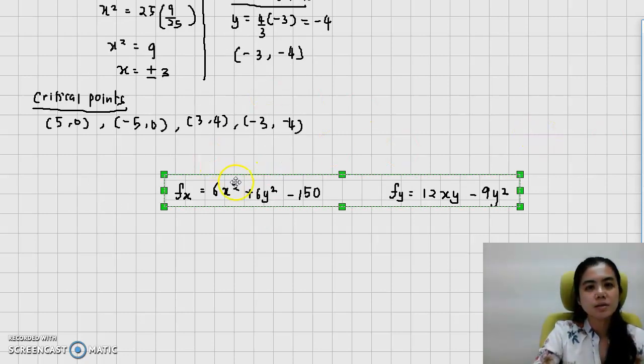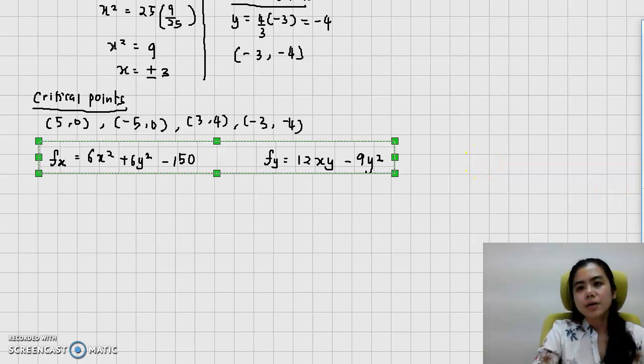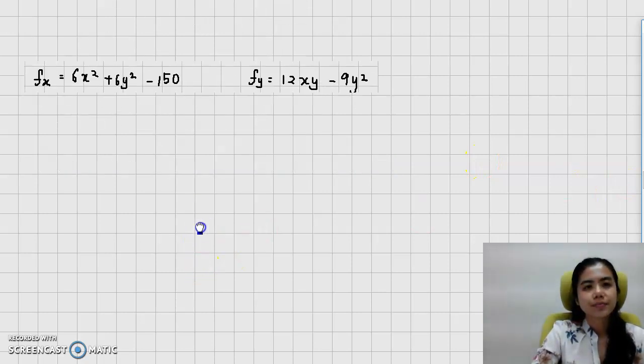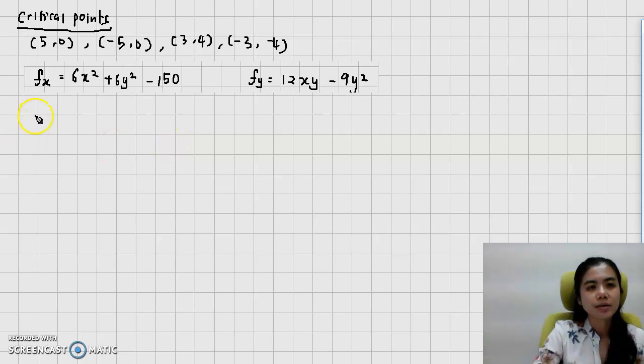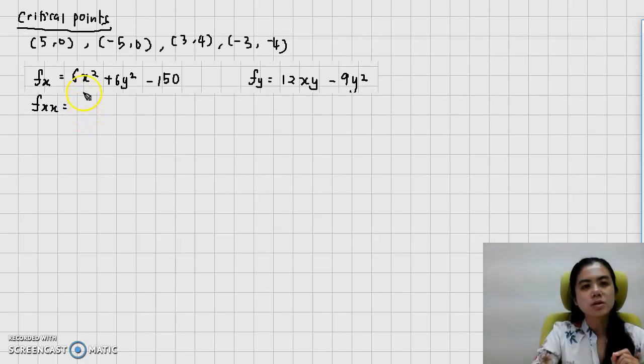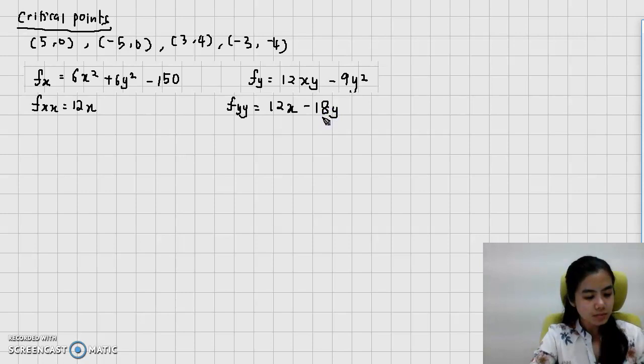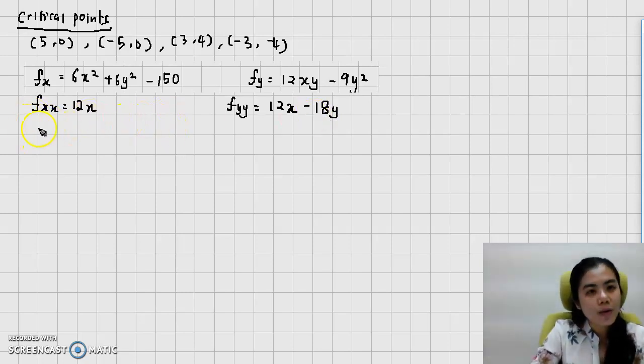I'm going to paste it here. Okay, so I'm going to look for the second order, that is fxx. So treat y as constant. So this is 12x, constant 0. Constant 0, and look for fyy, so x as constant, differentiate this, we have 12x. Differentiate y, so we have minus 18y.